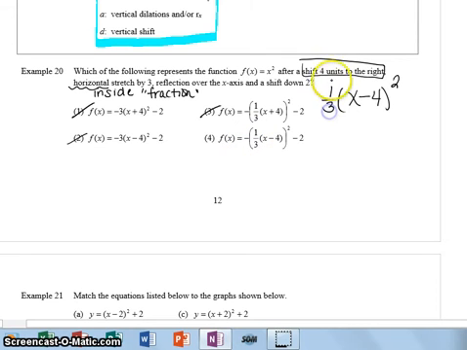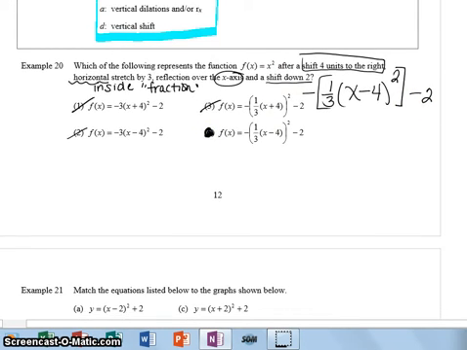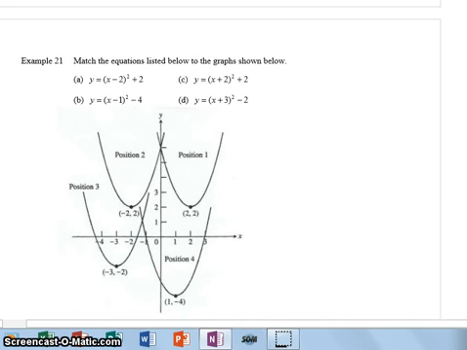So there's my 1/3. It says there's a reflection over the x-axis, which will throw a negative out front. But then it's shifted down 2, which would be minus 2, and it's going to be choice 4. The more practice, the better you'll be.